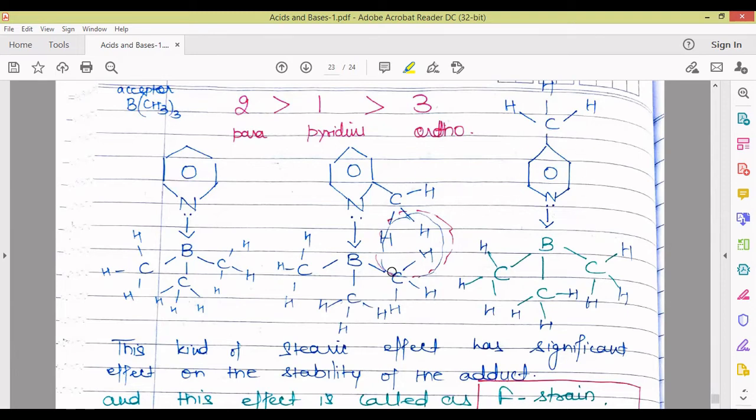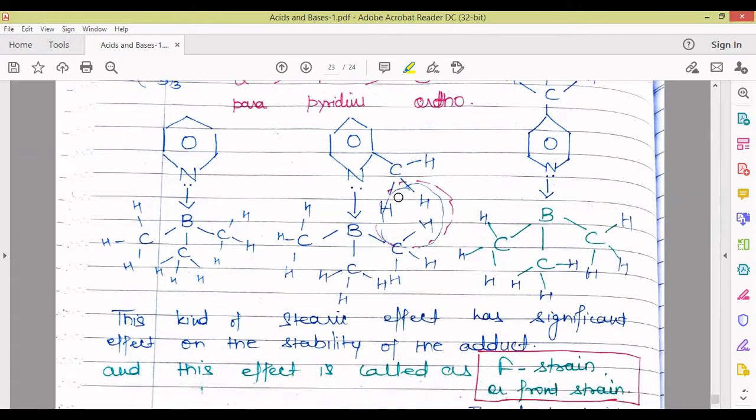But in case of ortho, the methyl groups present on the boron, on the Lewis acid, and the hydrogens present on the methyl group of pyridine, which is present at the ortho position, interfere with each other. They create steric hindrance, so that there is no effective donation of lone pair, or we can say no effective formation of adduct between the Lewis acid and Lewis base. So here it is not behaving as a Lewis base to that extent; it is a comparatively weaker Lewis base in comparison to these two, because of the steric hindrance.